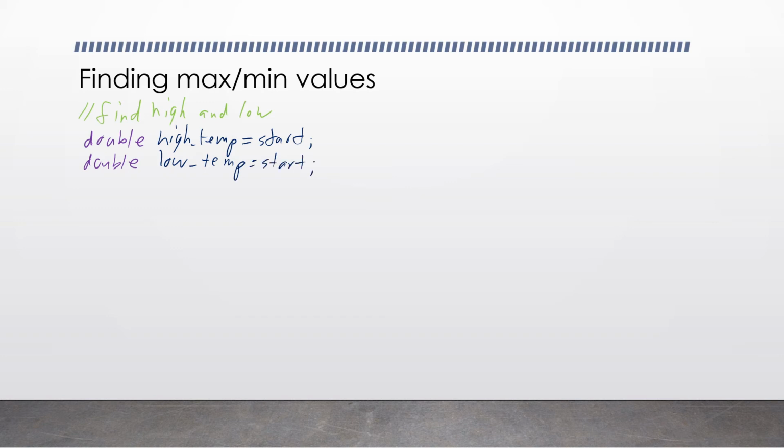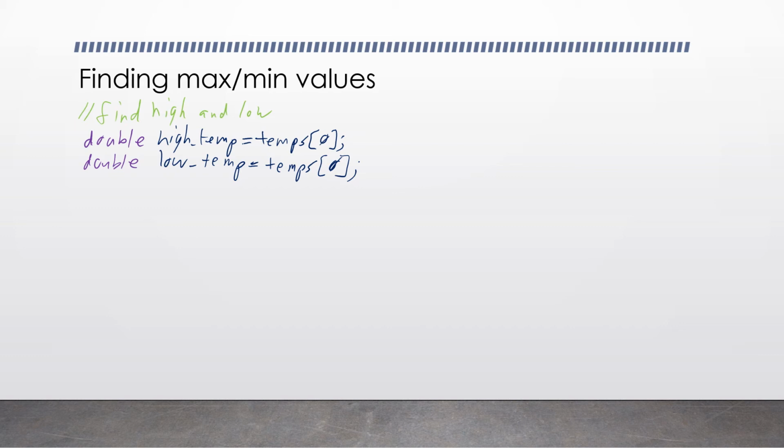Okay, so instead of start, maybe we have an array of temperatures. So temps at position 0 would give us the temperature at the start of the day. And if it never gets higher or colder than that, then we've got our high and low temperatures.